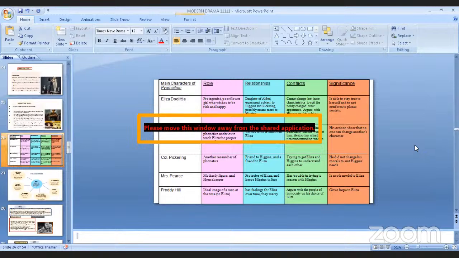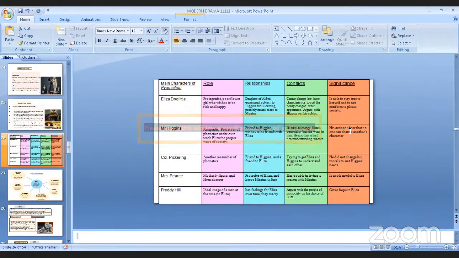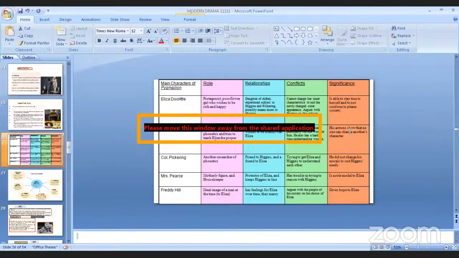When you look at Eliza Doolittle, she's a daughter of Alfred, an experiment subject to Higgins and Pickering, possibly meaning more to Higgins. And the conflict, when you look at Eliza Doolittle, is that she cannot change her inner characteristics to suit the newly changed outer appearance. And what is the significance of this? She's able to stay true to herself and to not conform to please society.